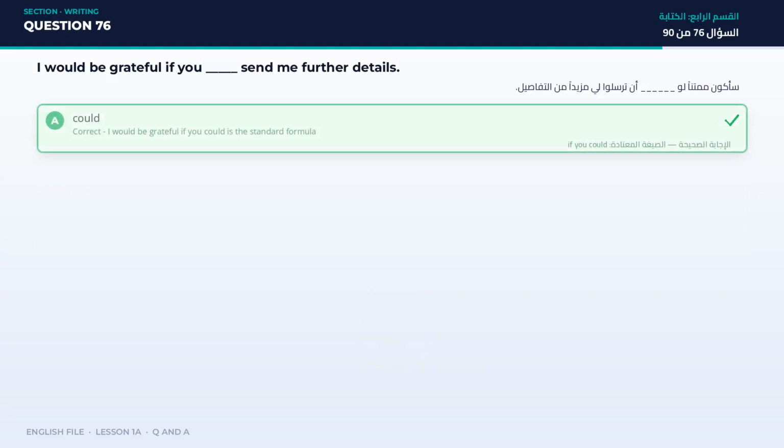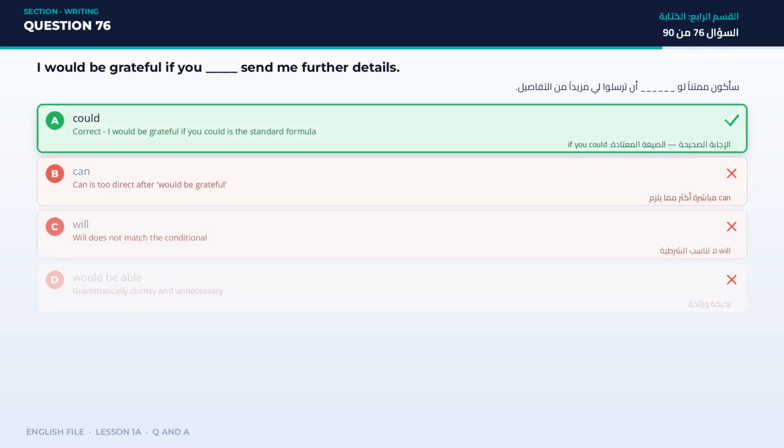Question 76. The answer is A, could. I would be grateful if you could is the standard formula. Not B, can is too direct after would be grateful. C, will does not match the conditional. D, grammatically clumsy and unnecessary.